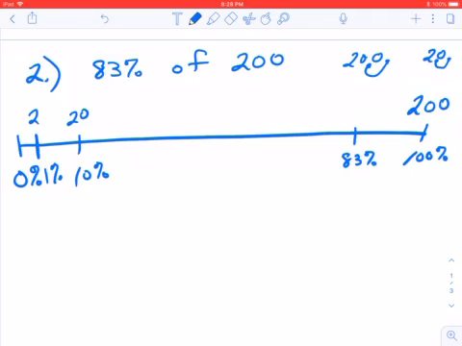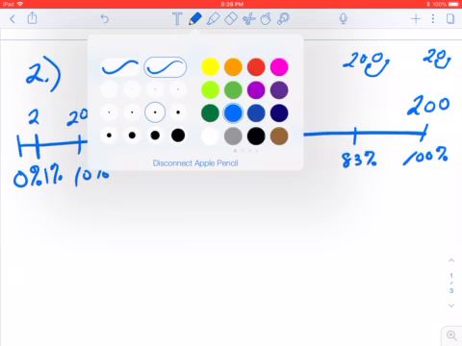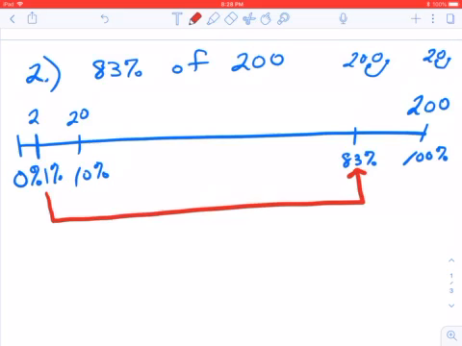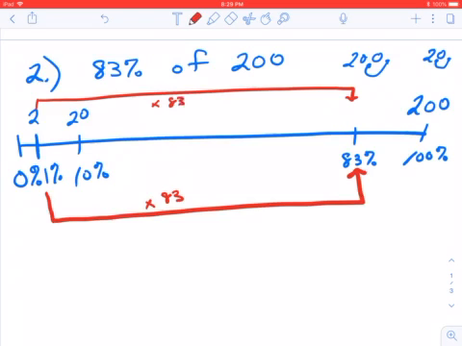Okay, finally, I think I'll change colors for this. Finally, we want to figure out 1% times what gets us to 83%. Well, obviously that's times 83. That's why this is so nice and easy. Well, 2 times what is going to get us to this amount? It has to be times the same thing, so times 83. So take your calculator, 2 times 83.